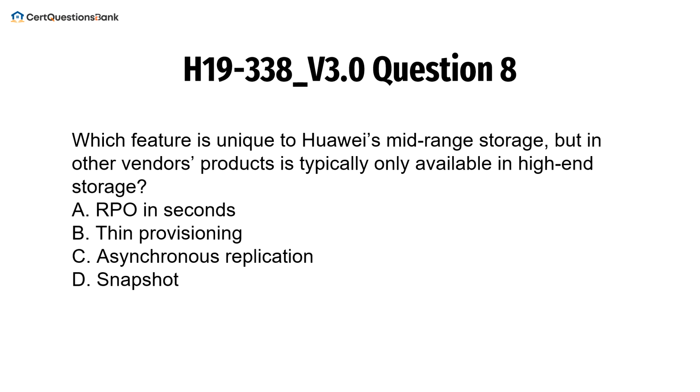Which feature is unique to Huawei's mid-range storage, but in other vendors' products is typically only available in high-end storage? A. RPO in seconds. B. Thin provisioning. C. Asynchronous replication. D. Snapshot.